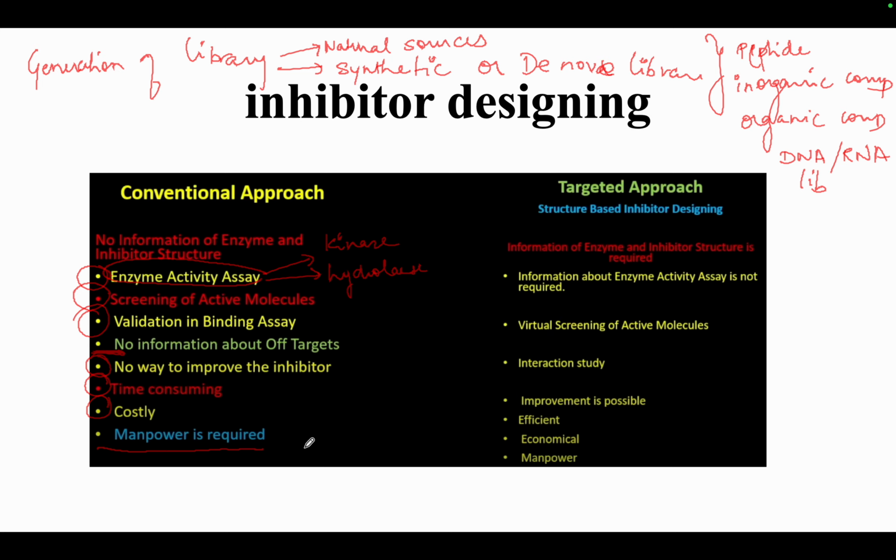So the conventional approach has many drawbacks, and thus the targeted approach is mostly what we use now, because we have a lot of information about all sorts of enzymes. We have databases present, and we have different structured libraries, library inhibitor structures also present. So we don't have to do the enzyme activity assay from scratch. Those will already be present in the literature.